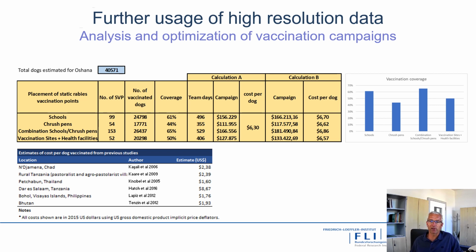We also use the data to calculate the cost per dog vaccinated. I will not go into detail, you can look it up in the publication, but the costs are quite high because of the logistics, and it ranges between $6.30 and almost $7, depending on the calculation method, and that is quite in the range of what has been published before, especially for Tanzania, where there were also high logistic costs.